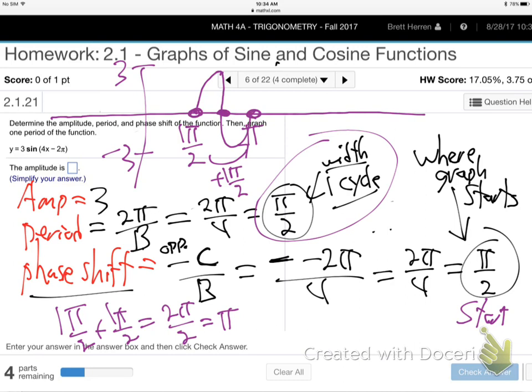Right? So again, the phase shift is where it starts, and the period is the width. So if you start at pi over 2 and you go pi over 2, you end up at pi. And it's going to do a full cycle in that width, which means high, 0, low, 0.